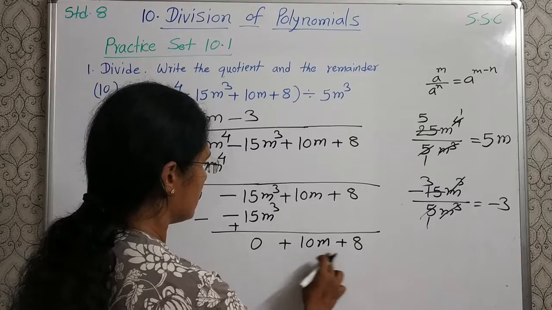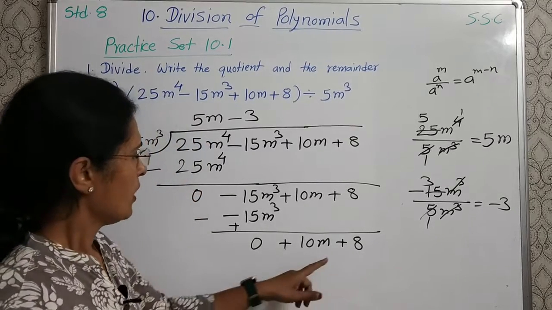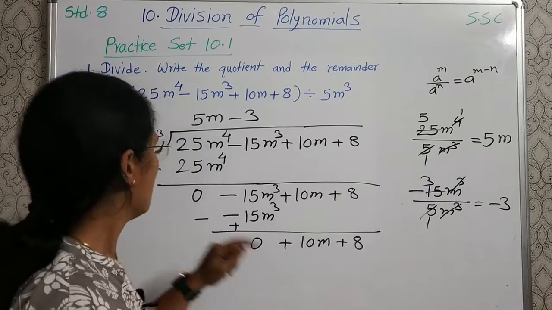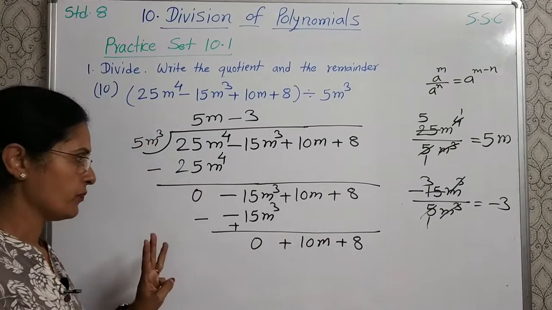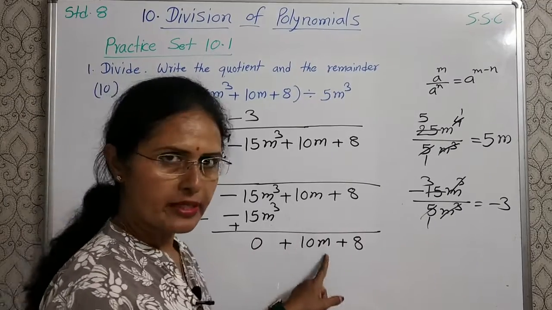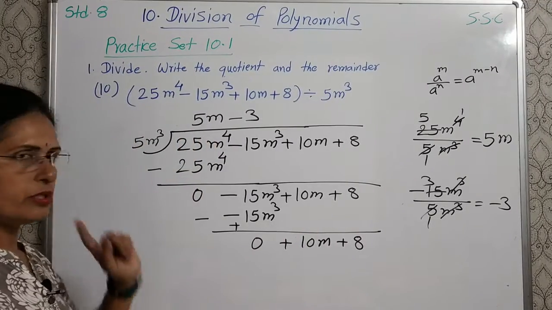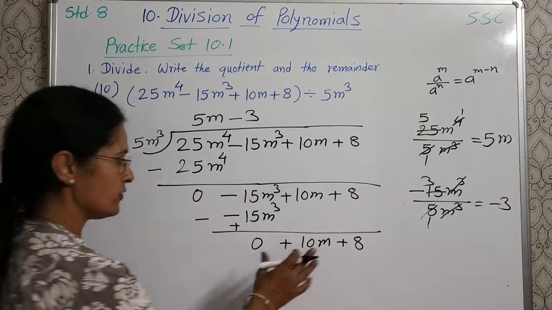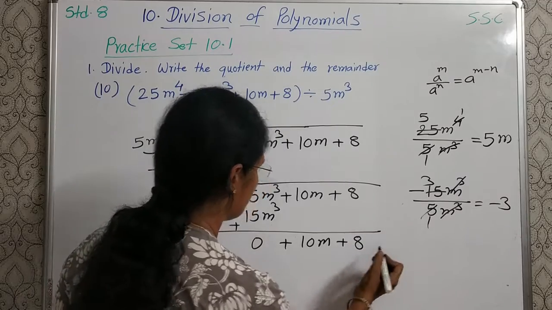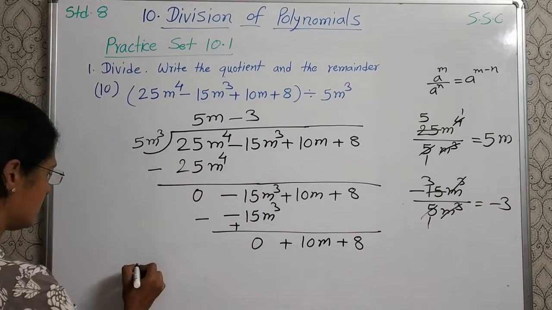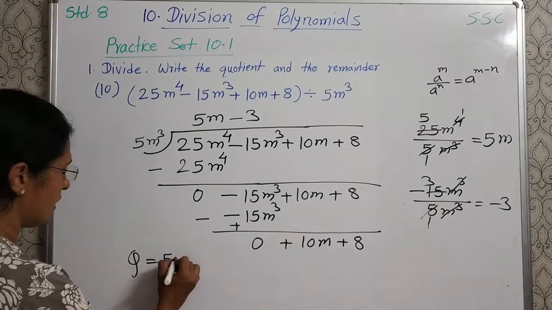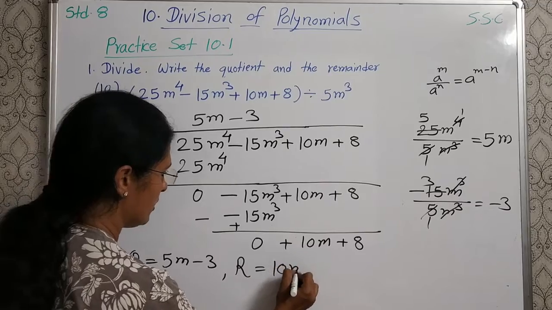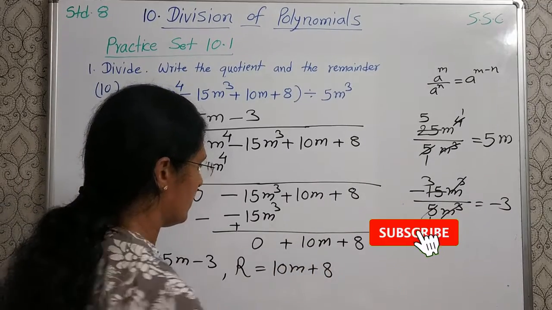Now see whether we can continue the division. In this remainder the degree is 1 and the degree of the divisor is 3. So the degree of the remainder is less than the degree of the divisor and we can't continue the division. So here we stop. The quotient is 5m minus 3 and the remainder is 10m plus 8.